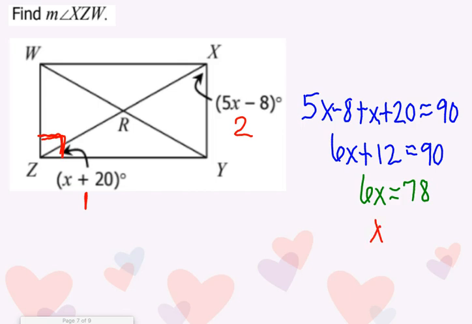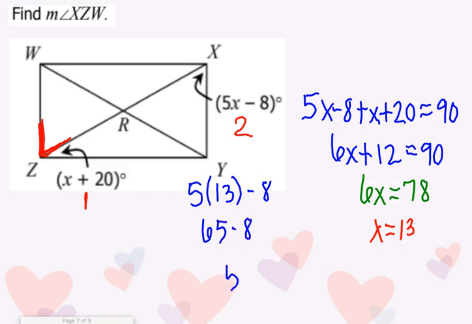Okay, but now let's answer the question. It says find the measure of angle XZW. So where is that? This angle right here. So I can plug into this guy, right? And find it? Because they're the same. What's 5 times 13? 65. I can't mental math today. 57. Good work, kids. Or couldn't you just do angle 1 and then do it 90?